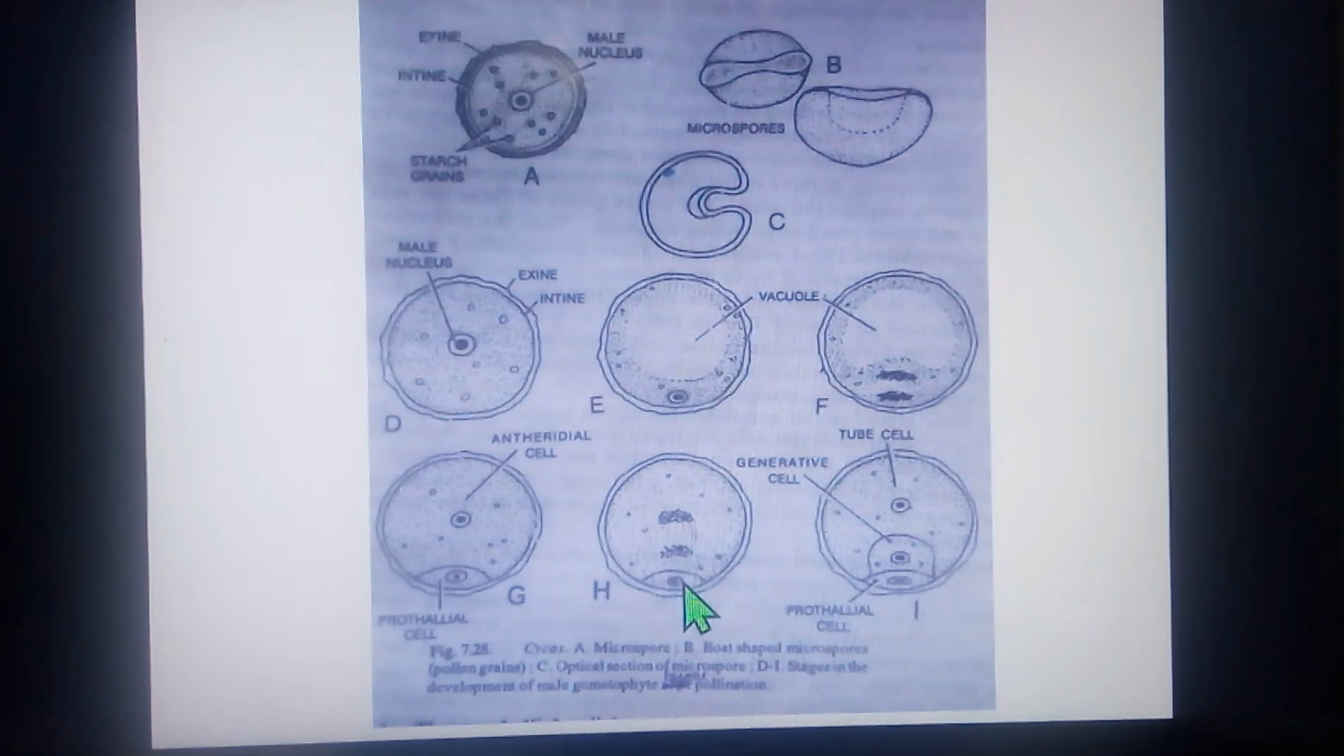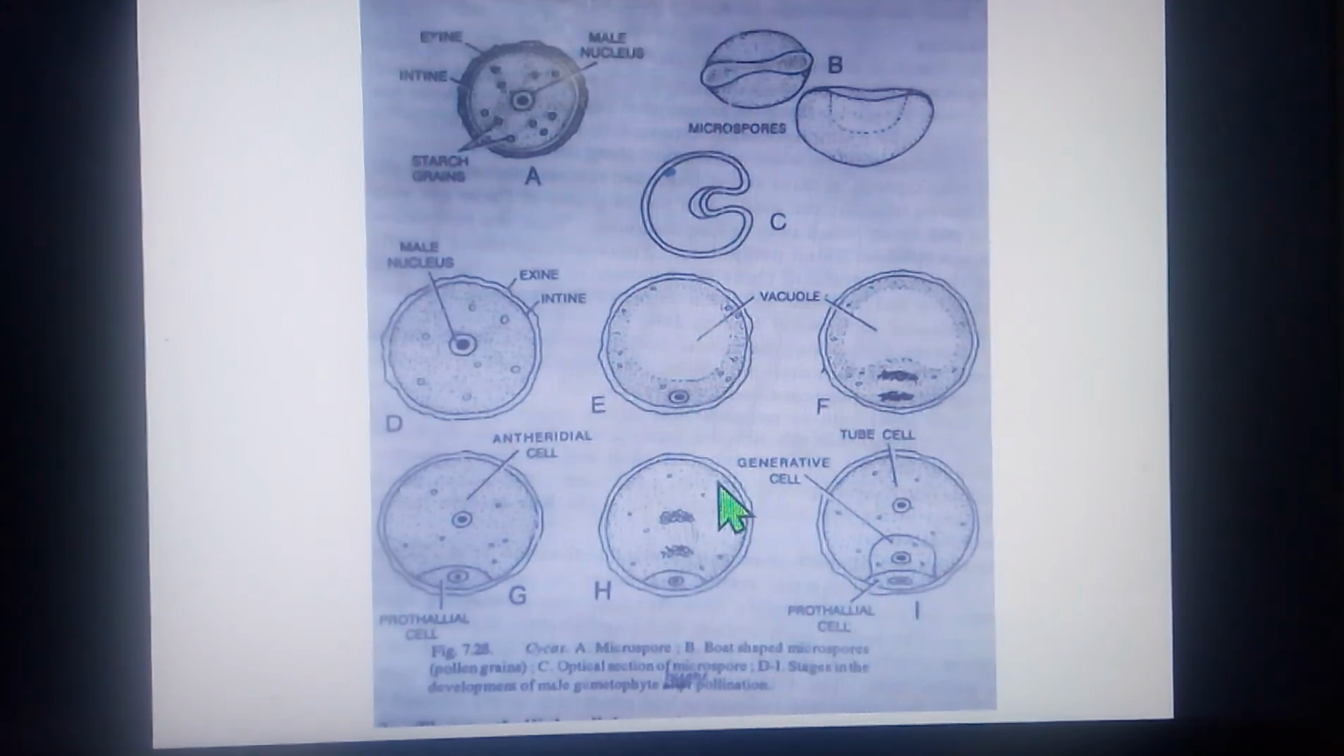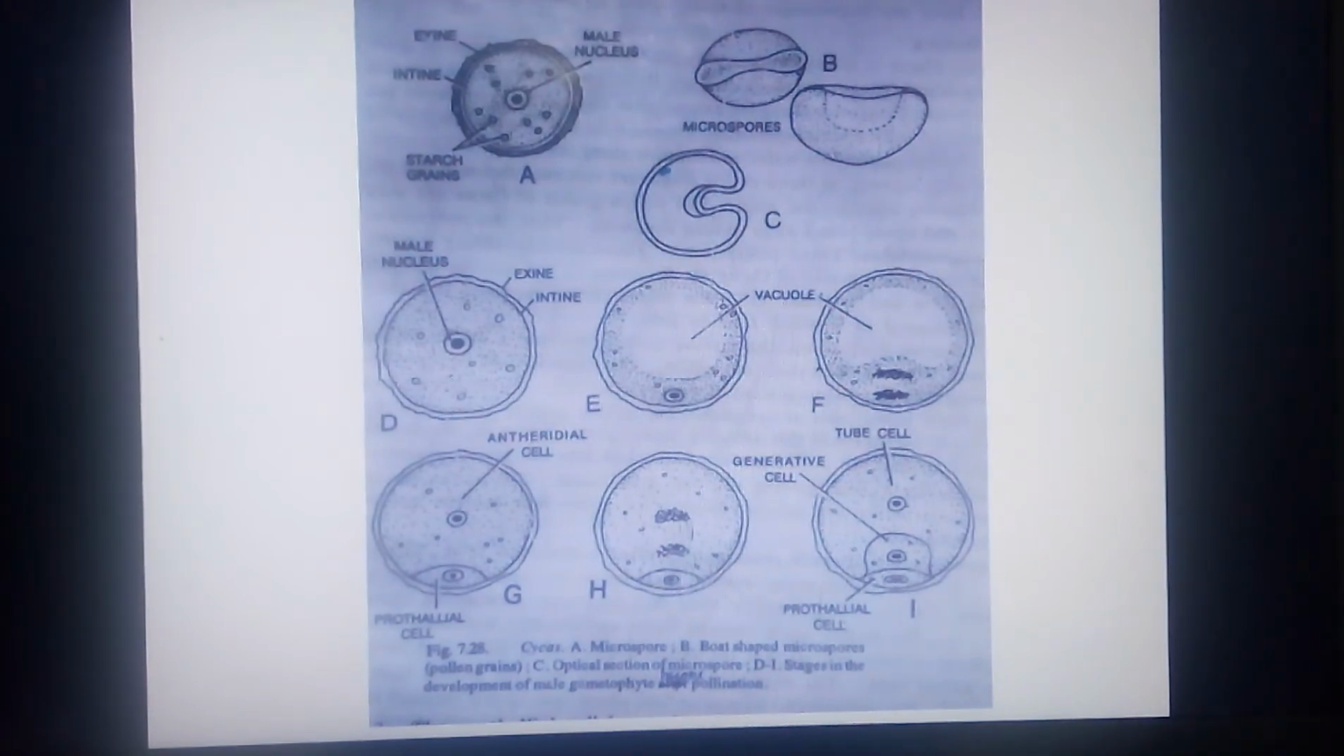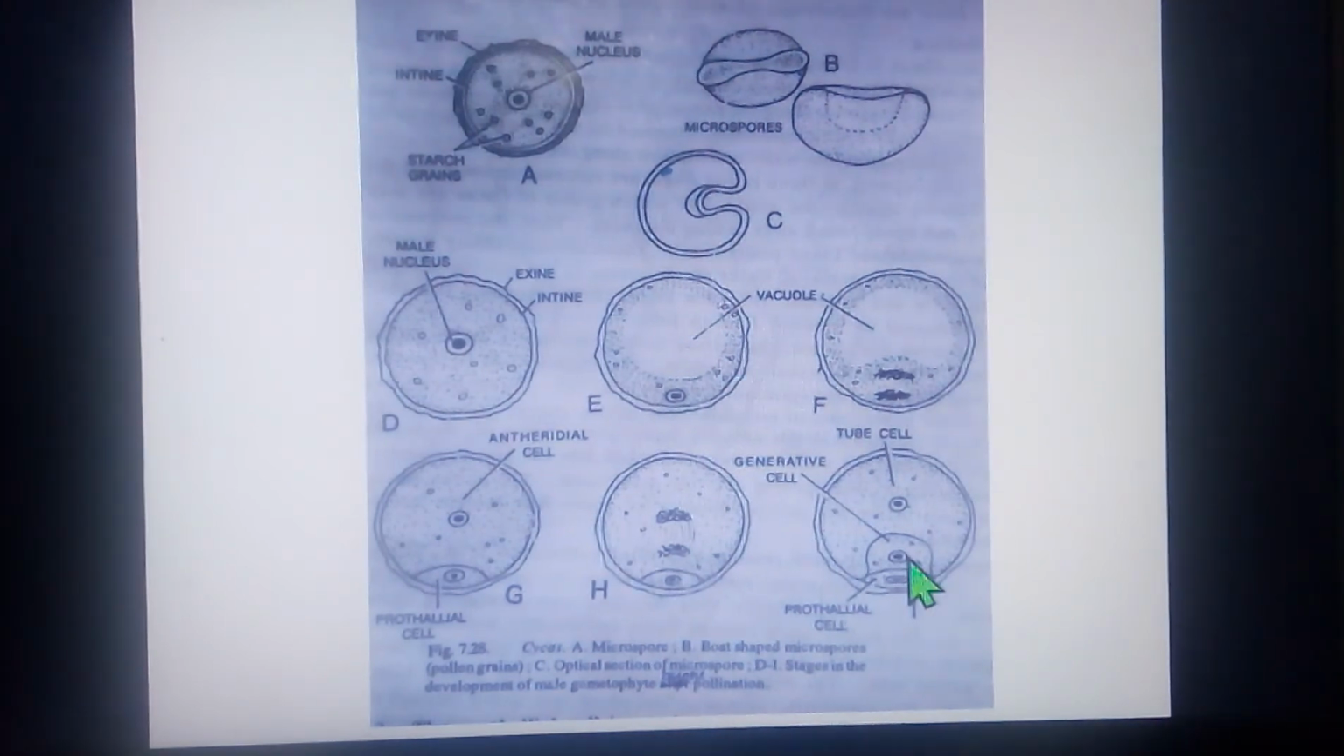It does not divide any further, and it remains completely dependent. So, but what happened to the antheridial cell? The antheridial cell will again divide by transverse division. Now it divides by transverse division, forming a small generative cell. You can see here a small generative cell and a large tube cell.